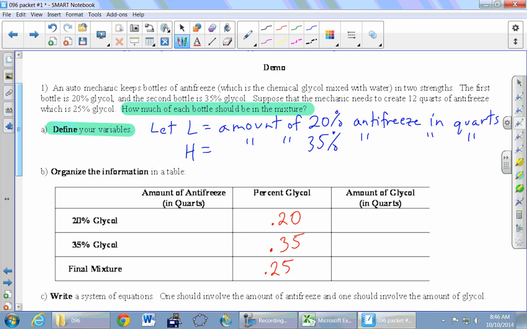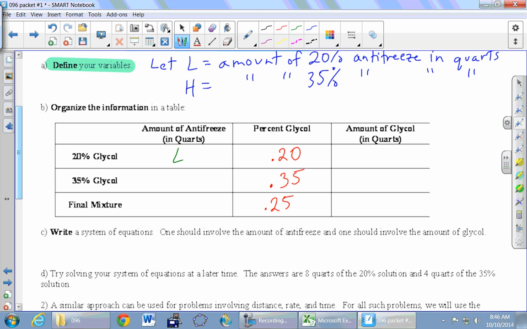Okay, let's move on to the first column, the amount of antifreeze in quarts. These are our variables. L was the amount of the 20% solution in quarts. So exactly L is what we put there. And then the amount of antifreeze of the 35% solution is what we called H. And then the final mixture, again, is going to be a number. We find it in the problem. It's a total of 12 quarts that we're interested in.